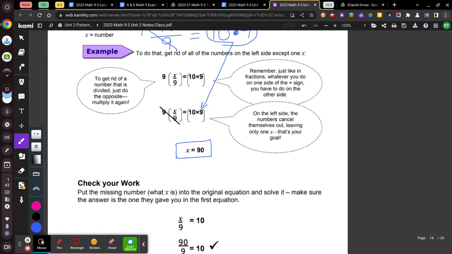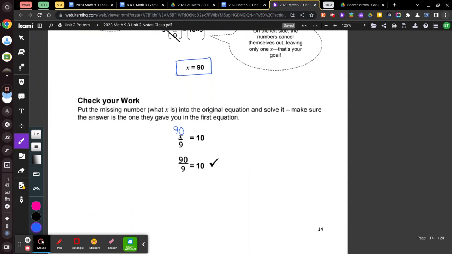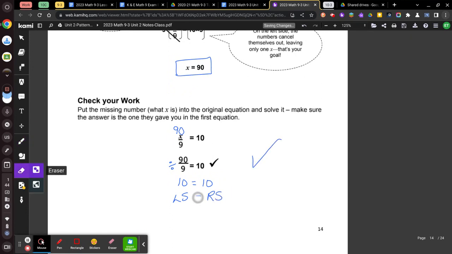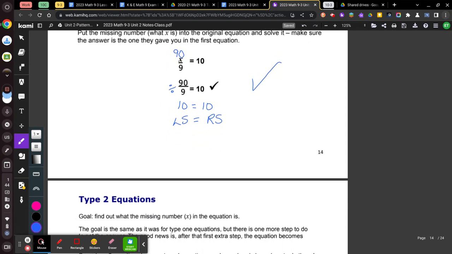So now we're going to check our work. If I put my 90, my x, right where he's supposed to go, on top, and then I divide, I'm going to get 10 equals 10. My left side equals my right side. So I did it correctly. Okay, so we always need to make sure that the left side is equal to our right side. All right, so that's our type 1 equations.